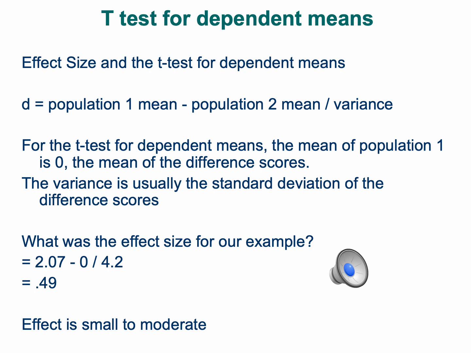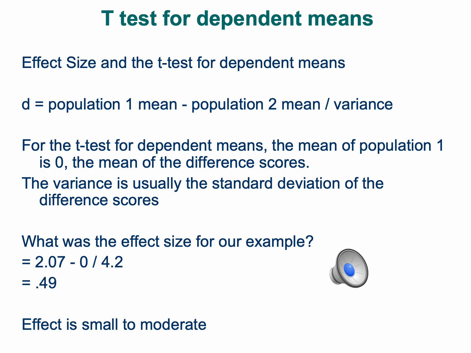Okay, here's a slide depicting how you calculate the effect size for the t-test for dependent means. Again, you use Cohen's d. In this case, Cohen's d equals the population 1 mean minus the population 2 mean, so that's the difference between the means, divided by the standard deviation. For the t-test for dependent means, the mean of population 1 is 0, the mean of the difference scores. The denominator is usually the standard deviation of the difference scores, so that's what you use to calculate Cohen's d. So in our example, we have 2.07 minus 0 divided by 4.2, and that equals 0.49.